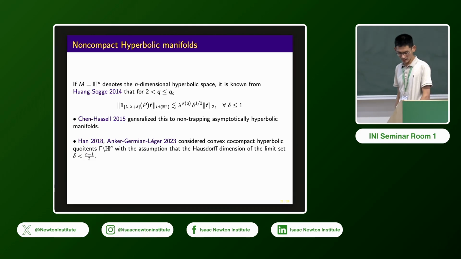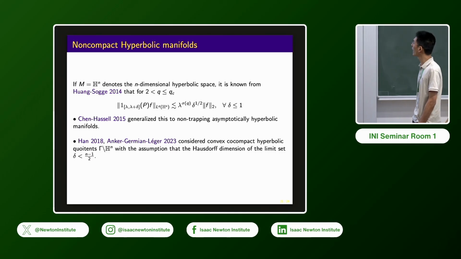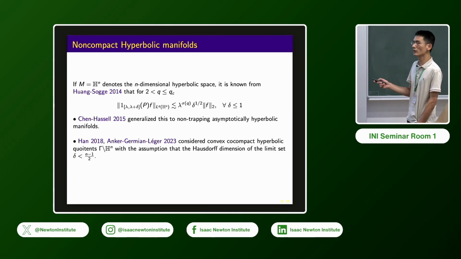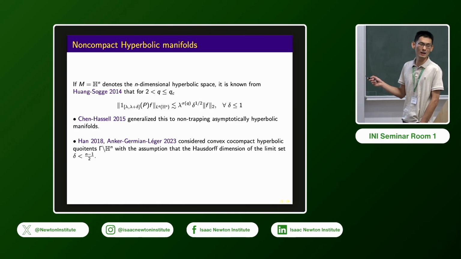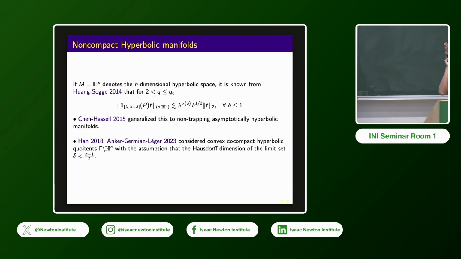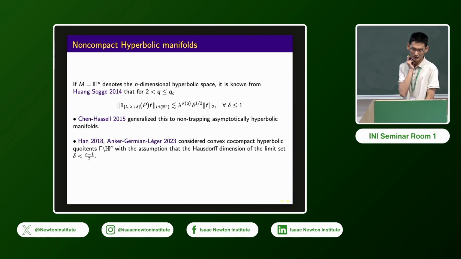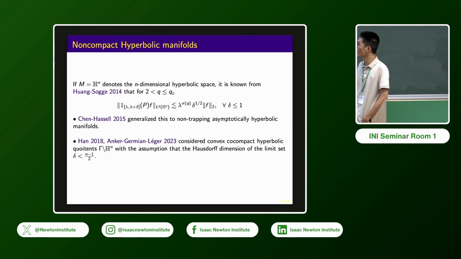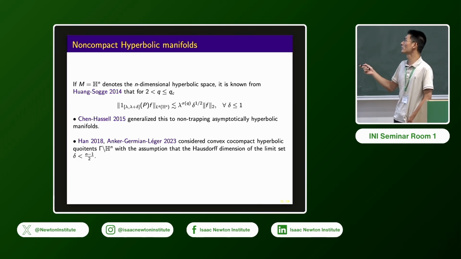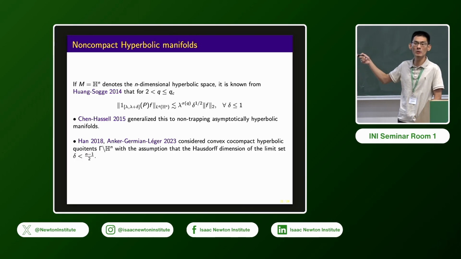And in dimension 2, for hyperbolic surfaces, recent work of Anker, Germain, and Tristan Léger, they also considered complex hyperbolic surfaces. And they obtained the same result with a curvature assumption and with a pressure condition. And for any convex co-compact hyperbolic surface without curvature assumption, they proved these estimates with additional epsilon loss.